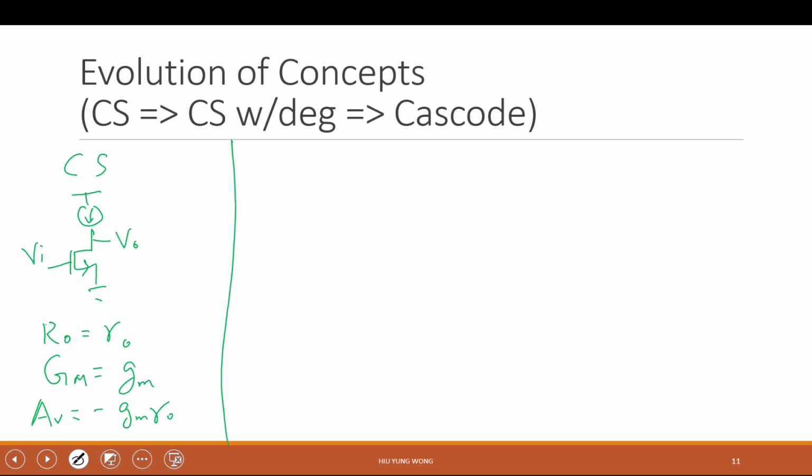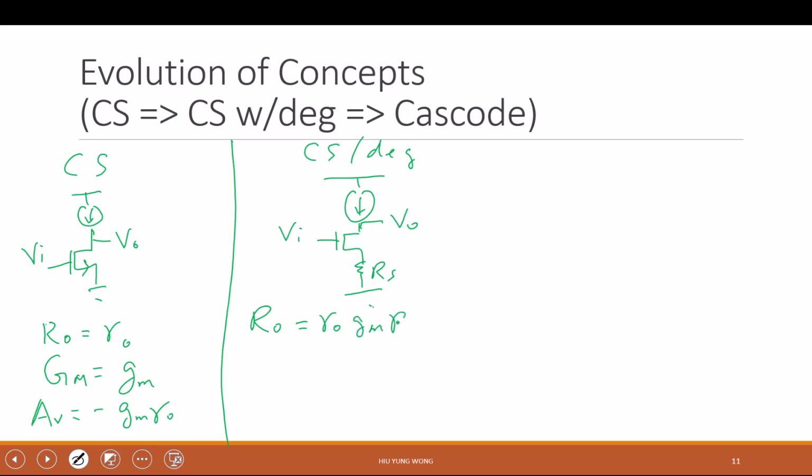Then we came up with something called common source with degeneration. And we have a circuit here. V in is on the top, and we add an RS here, and then this is V out. And then we say the output impedance of this whole circuit is pretty large. It is R0 gm RS, approximately.